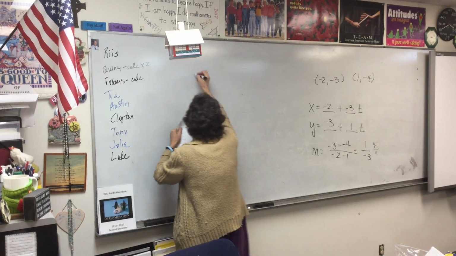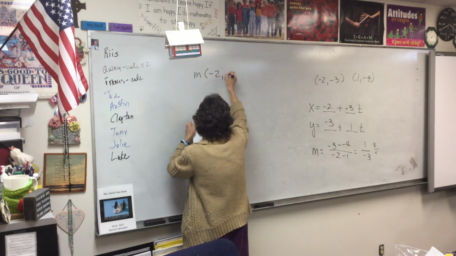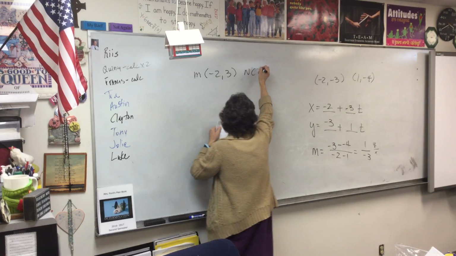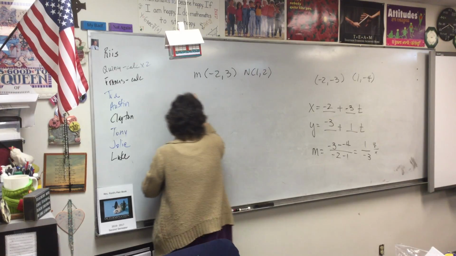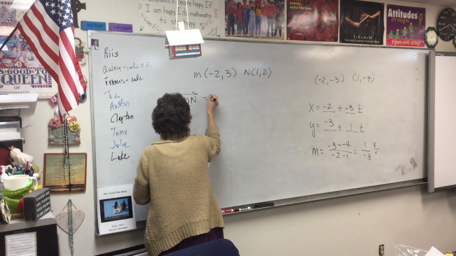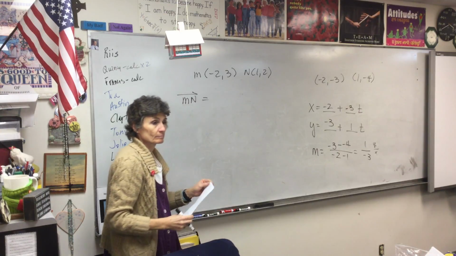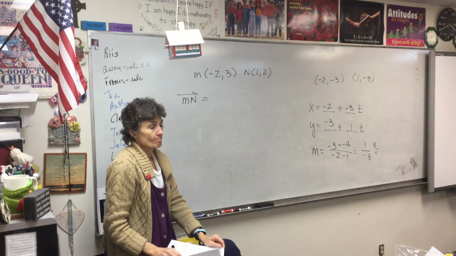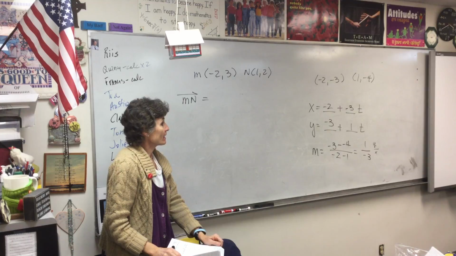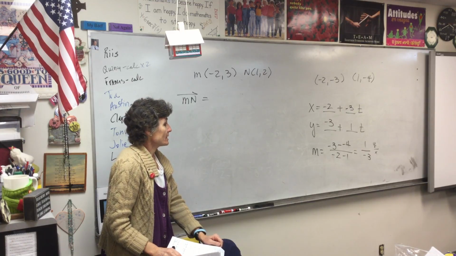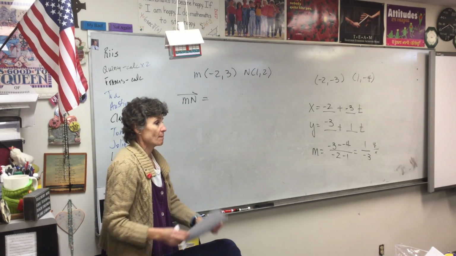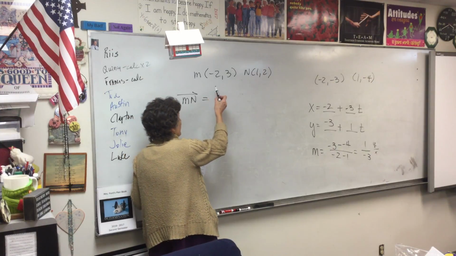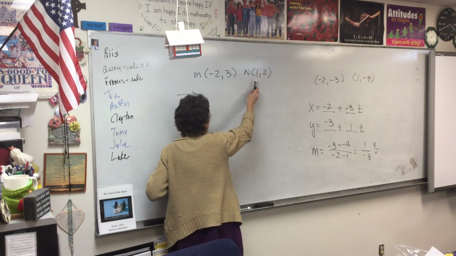Here we go. We have 2 points. And we have to find the coordinates of vector MN. All right, so that's the vector that starts at M and stops at N. So here we go. We're going from M to N.